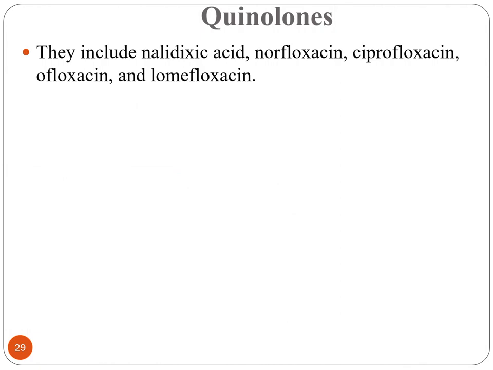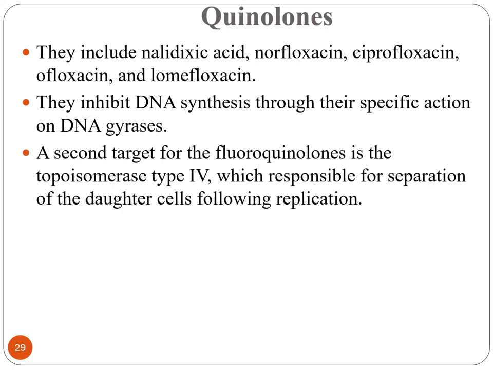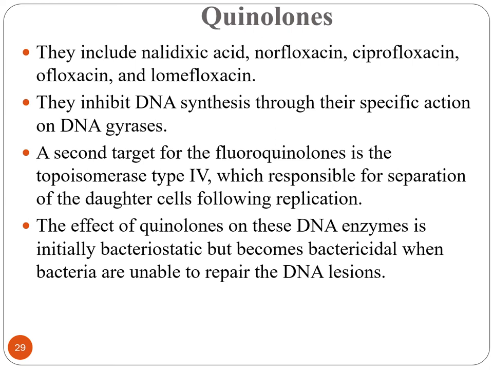Quinolones include nalidixic acid, norfloxacin, ciprofloxacin, ofloxacin, and lomefloxacin. They inhibit DNA synthesis through their specific action on DNA gyrase enzymes. A second target for fluoroquinolones is topoisomerase type 4, which is responsible for the separation of the daughter cells following cell replication. The effect of quinolones on the DNA enzymes is initially bacteriostatic, but becomes bactericidal when the bacteria fail to repair the DNA lesions caused during replication or during cell processes.